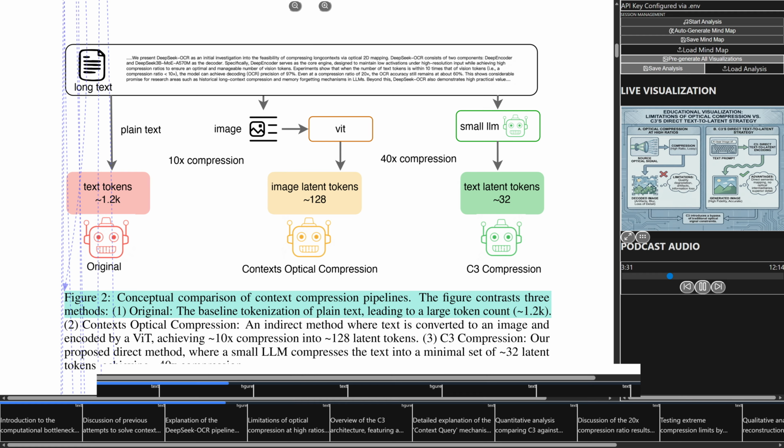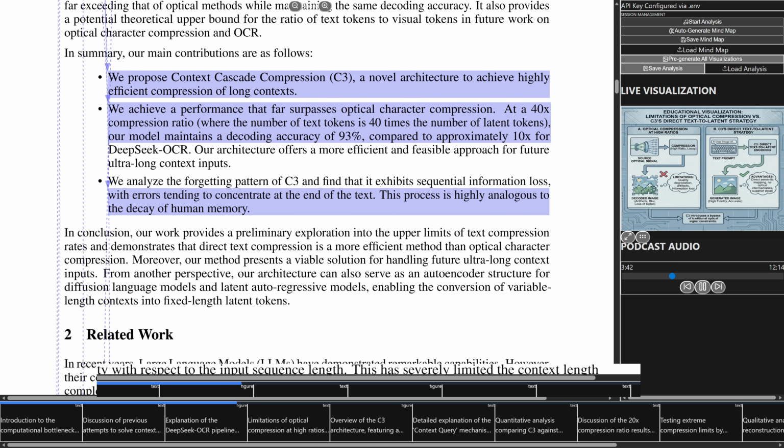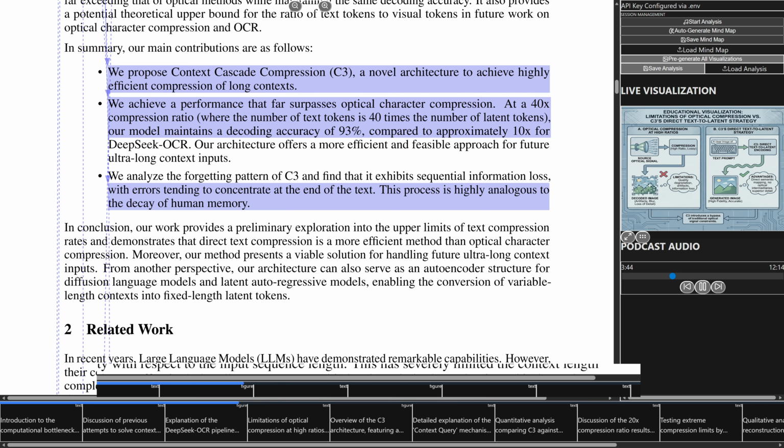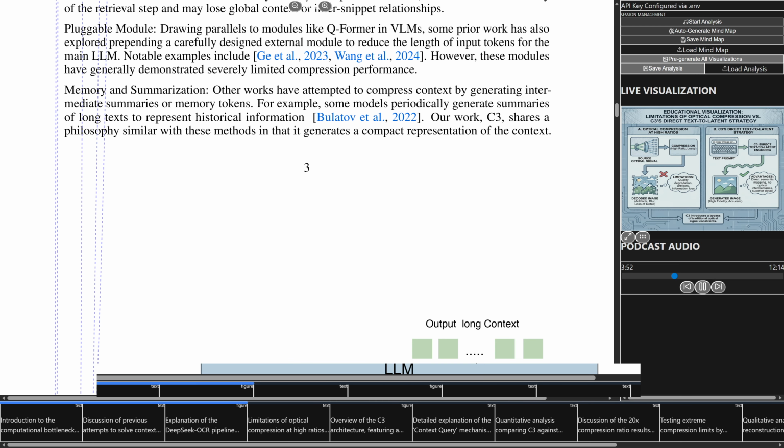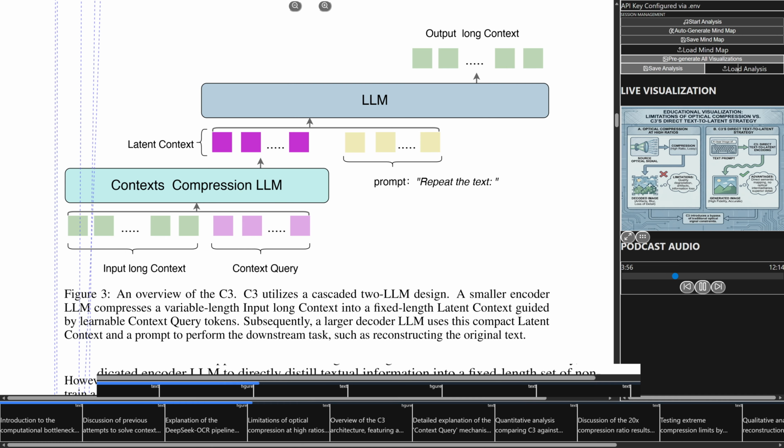Which is the perfect setup for this new method. If DeepSeek-OCR is like trying to compress a novel by taking a single, kind of blurry photo of it, what is C3, Context Cascade Compression, doing differently? C3 starts by asking a more fundamental question. Was the success of the optical method really about turning text into an image? Or was it just because latent tokens, these dense continuous vectors, are a much more efficient way to encode information than discrete text tokens? So C3 gets rid of the visual middleman.